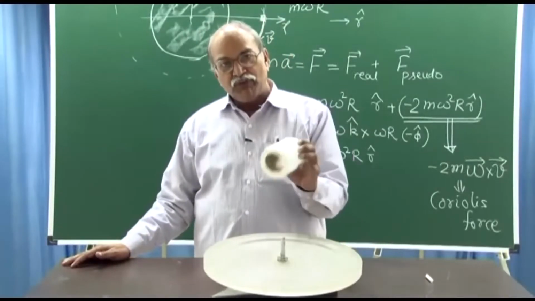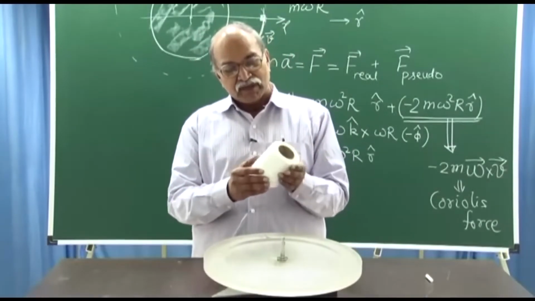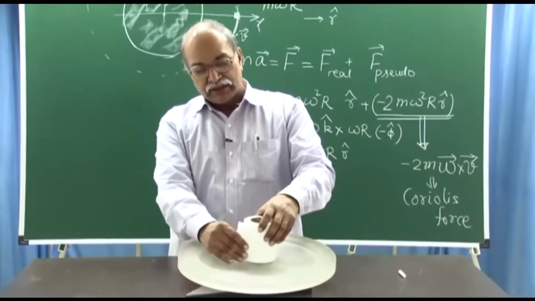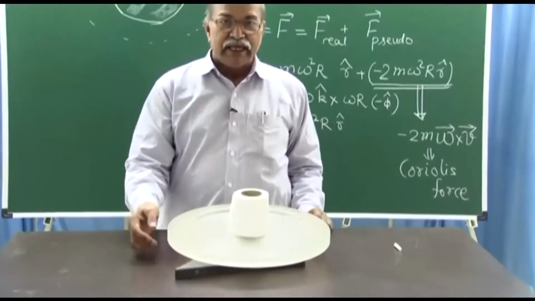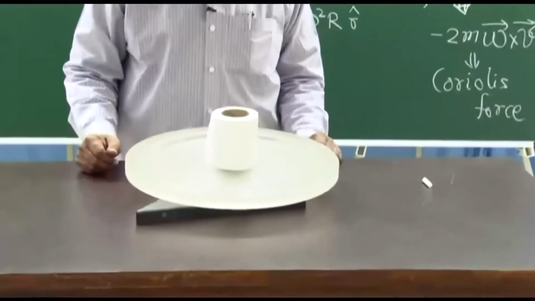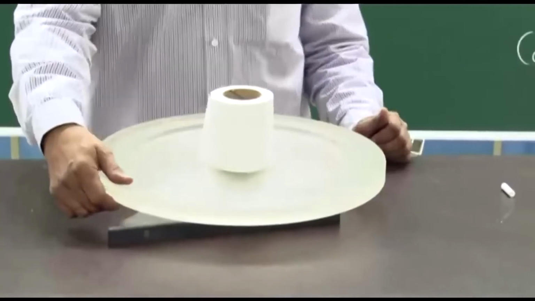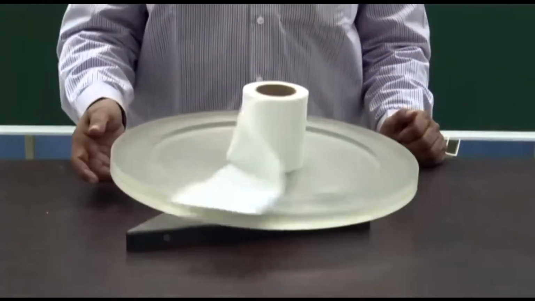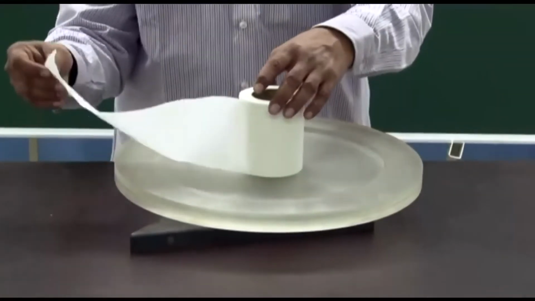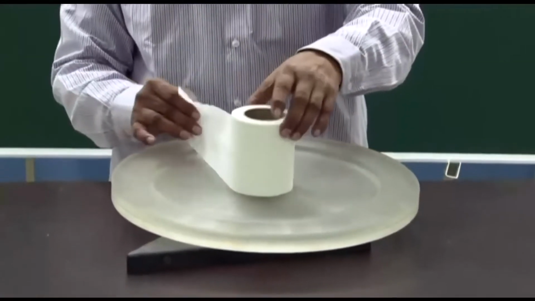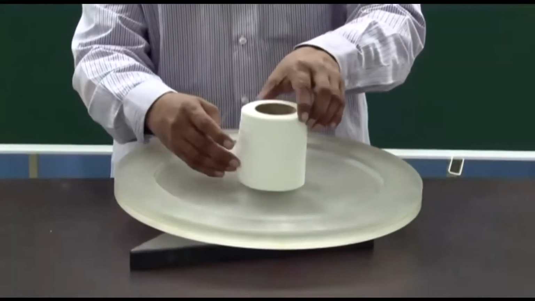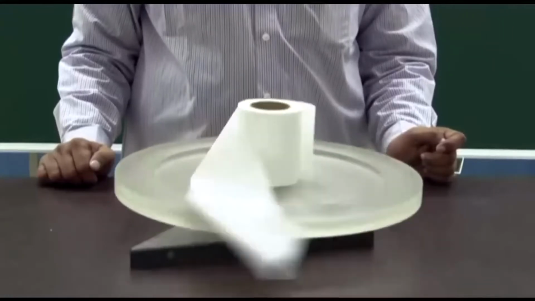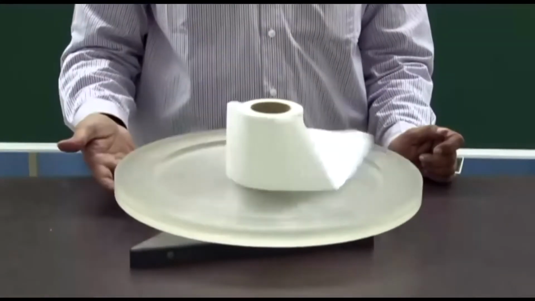Here is one more very interesting experiment. This is a tissue paper roll, and I put it here on the rotating disc, and I will rotate the disc, and you see what happens to the roll. It has opened up. See, the roll has opened up.